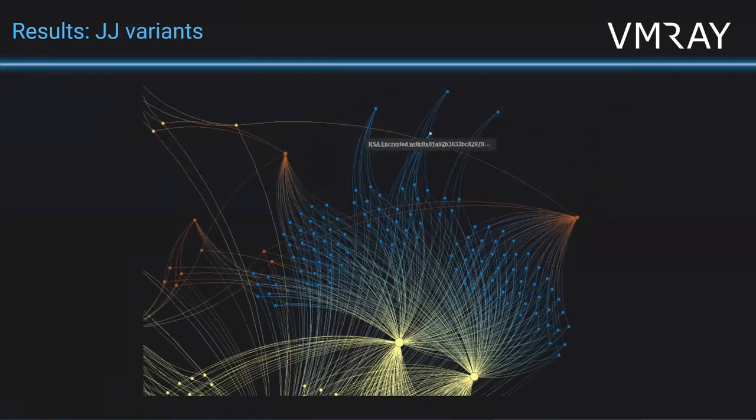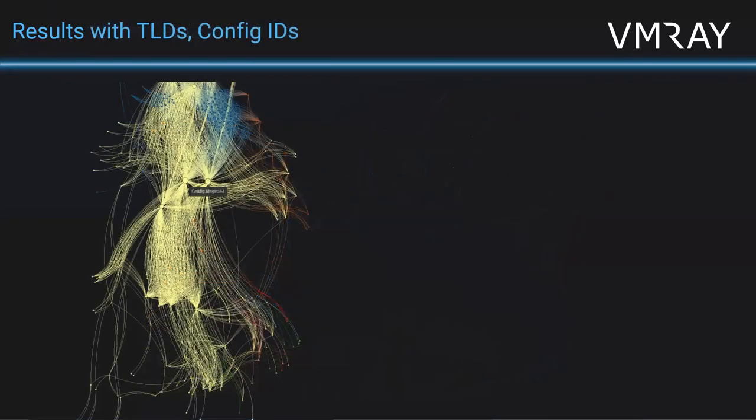This works also somewhat for this right cluster, but it's still too messy. It needs more parameters to define the clusters more clearly. So here, that's what I did. I added even more parameters. I added the top-level domains of the connected servers, and I also added the configuration IDs.